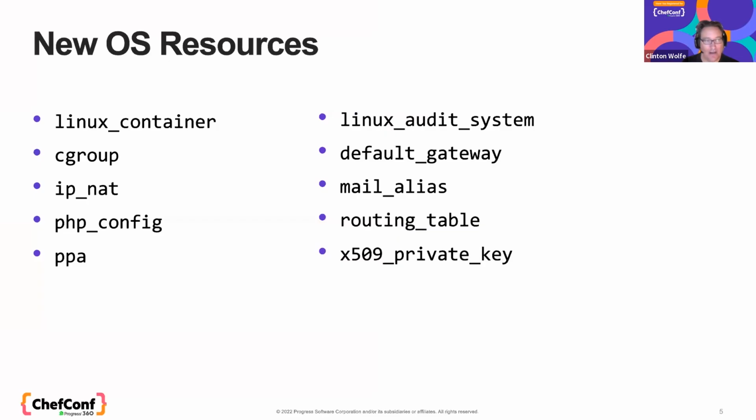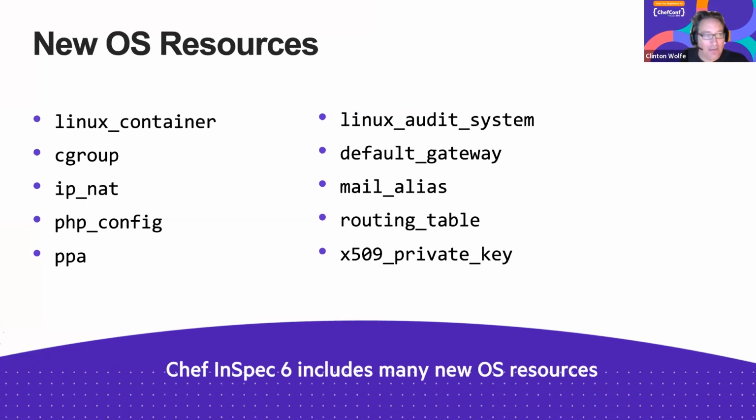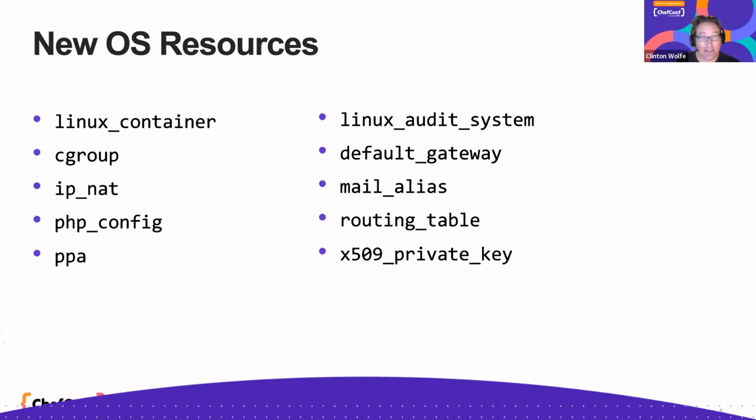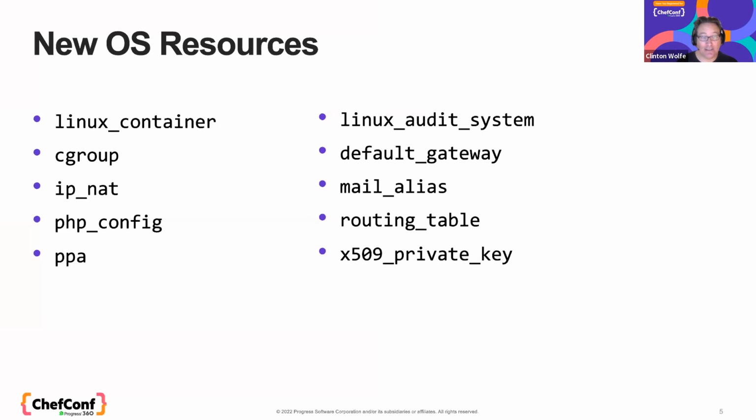New resources. All right, so new operating system resources. We've got all sorts of new operating system resources for InSpec 6, and some of these were released in InSpec 5. We've got all sorts of things, including Linux container, cgroup, IPNAT, PHP config, and PPA. PPA is a re-release of an existing resource that we used to have that we've brought back by popular demand. We've got Linux audit system, which is a very important resource because it allows you to analyze the auditing system of the operating system itself. Default gateway, several things involving routing tables, including IPNAT, default gateway, and routing table, 3 related things. Mail alias and X509 private key.